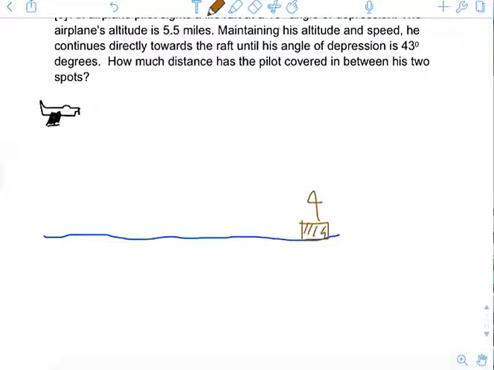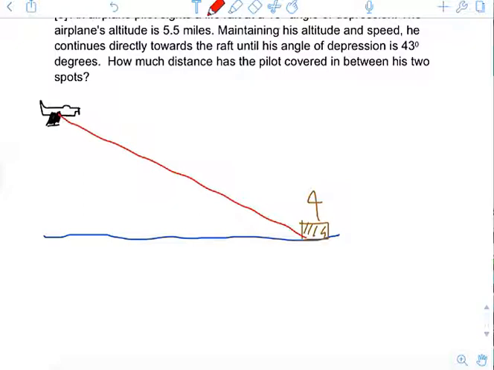Okay. So he sees it. He spots it. So what makes sense to me is that we have to draw what's called a sight line. So from the plane to the raft, we draw a line. Now we don't know how long this line is, but this represents what the pilot sees. So he's flying around, and suddenly he looks down. Listen very carefully. He looks down and sees this raft.